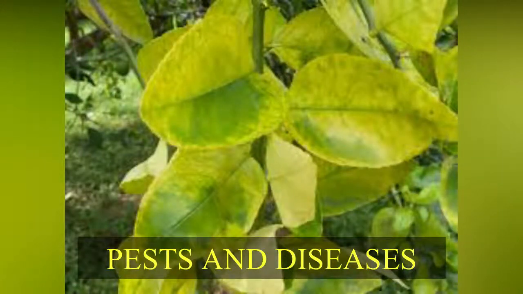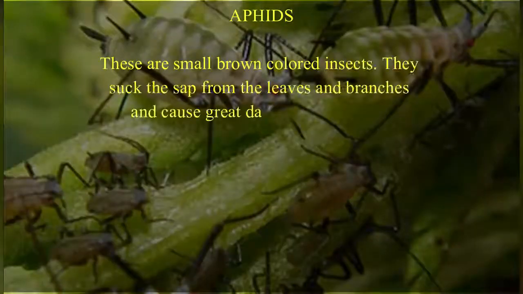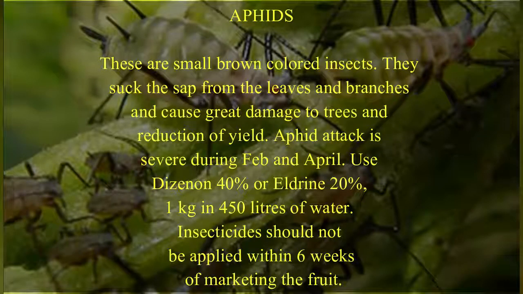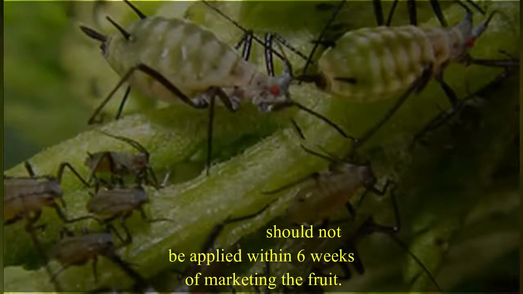Pests and diseases. Aphids. These are small brown-colored insects. They suck the sap from the leaves and branches and cause great damage to trees and reduction of yield. Aphid attack is severe during February and April. Use Endrin 40% or Eldrin, 1 kg in 450 liters of water. Insecticides should not be applied within 6 weeks of marketing the fruit.